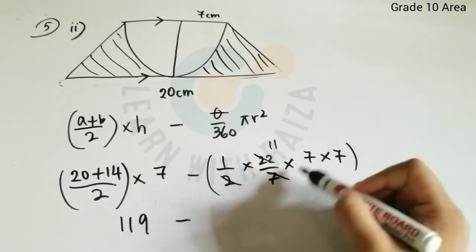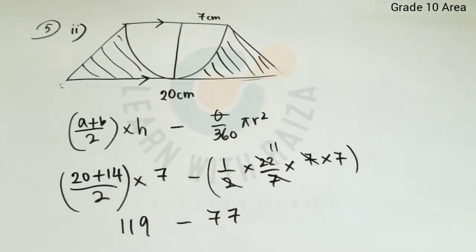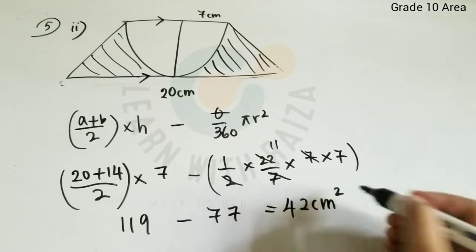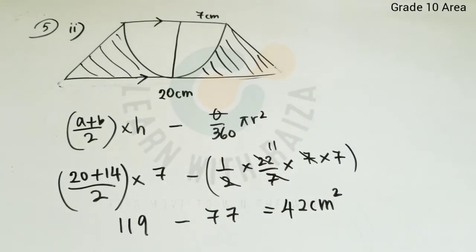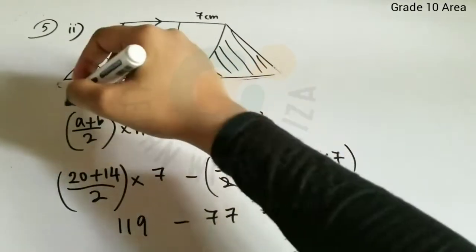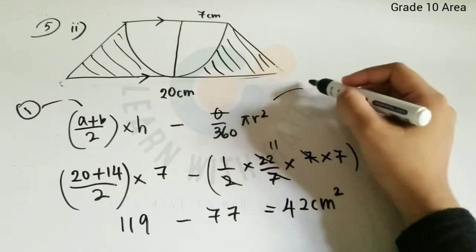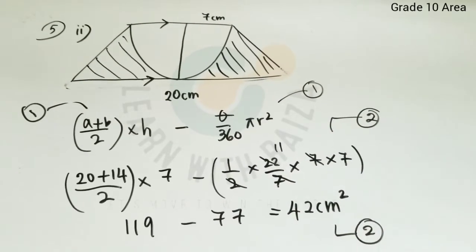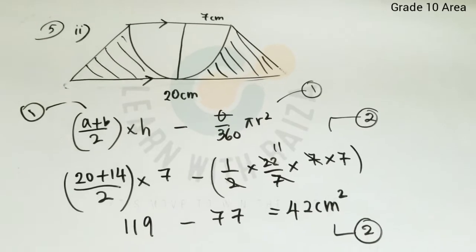Here if you solve this one, you get 77. So 119 minus 77, the answer is equal to 42 square centimeter, the area of the shaded portion. So first we found the area of the trapezium, and then we found the area of the sector. Because it's a semicircle, we can write half. Then we subtracted the area of the sector from the area of the trapezium. The remaining answer is the area of the shaded portion, 42 square centimeter. So the marks go like this: for finding the area of the trapezium 1 mark, area of the sector 1 mark. For substitution you get 2 marks, getting the final answer you get 2 marks, altogether you get 5 marks for the second Roman number of the fifth question.